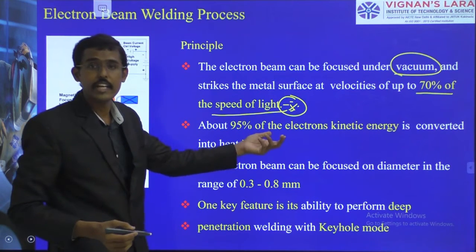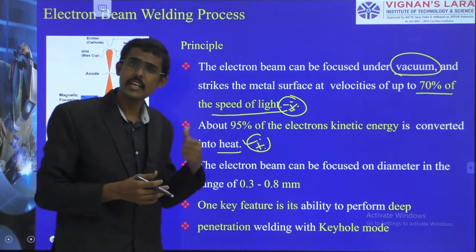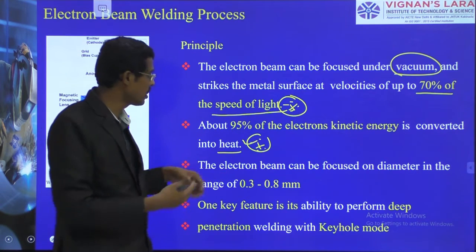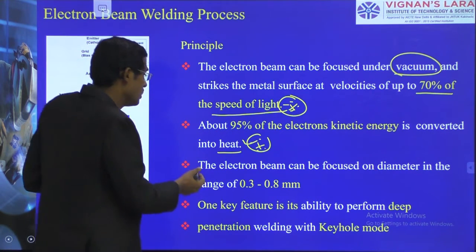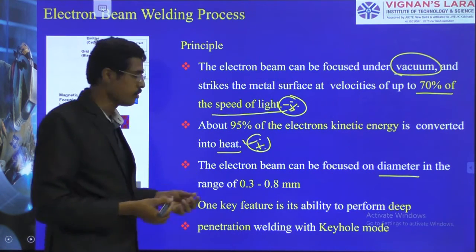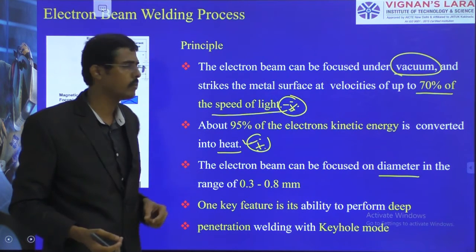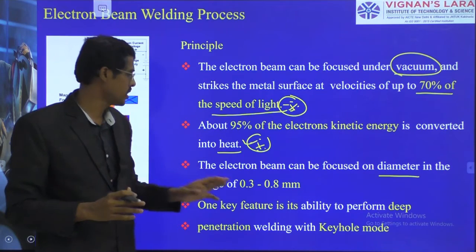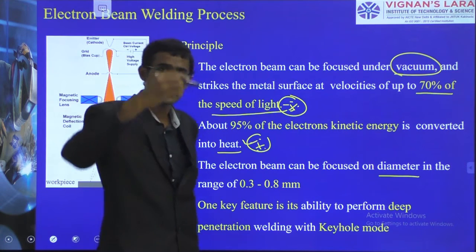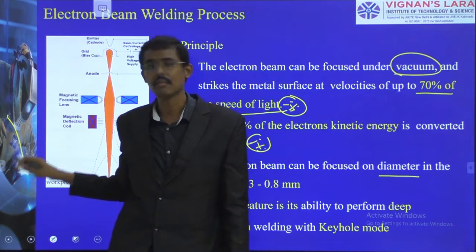So if 95% is converted to heat for the working condition, the efficiency will be nearly 100%. Earlier we said we build about 80% thermal efficiency, but here we can achieve 100%. The electron beam can be focused to a diameter in the range of 0.3 to 0.8 mm, so a very minimal gap can be welded. What this means is that there is no need for edge preparation here. In other processes we prepare the edge in such a way that the electrode thickness comes down to 0 mm, and then weld.